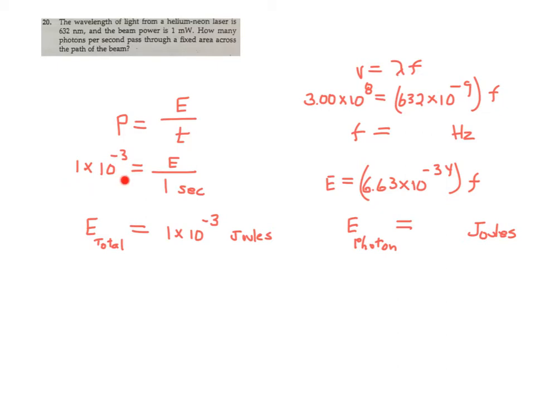The power of this laser beam is 1 milliwatt. It's 1 times 10 to the negative third joules per second. Equals the total amount of energy, and it says we're using 1 second as our time. How many photons per second? So they told me it's 1 second's worth of time. So therefore my total energy emitted by this beam from this laser is 1 millijoule, 1 times 10 to the negative third joules of energy total.